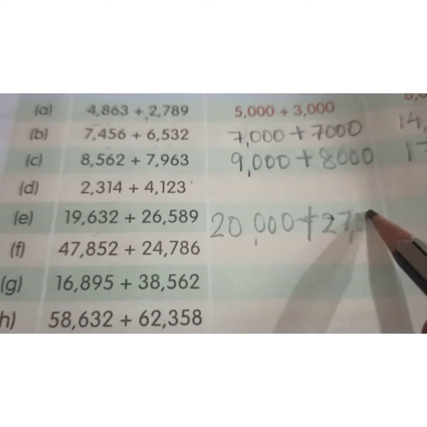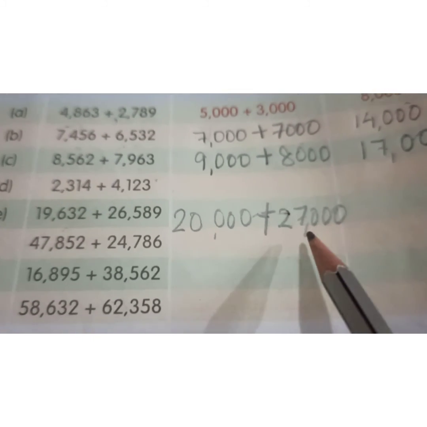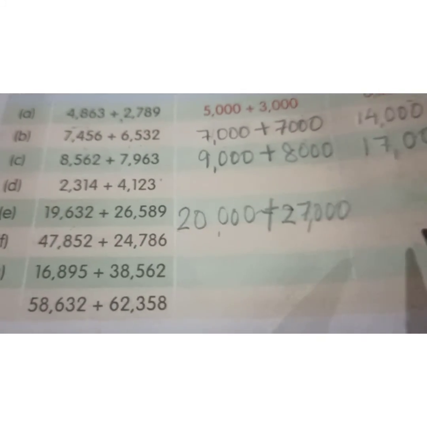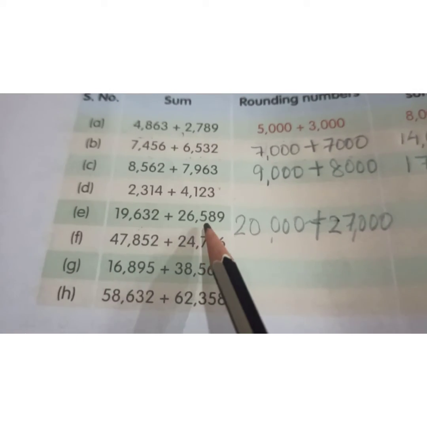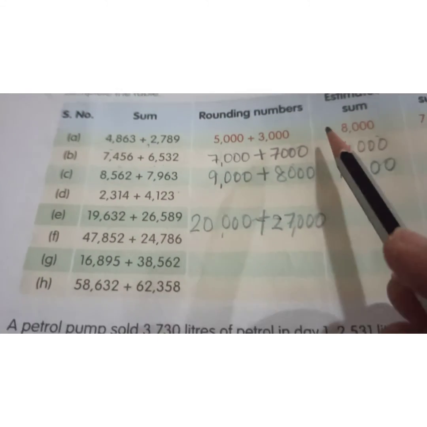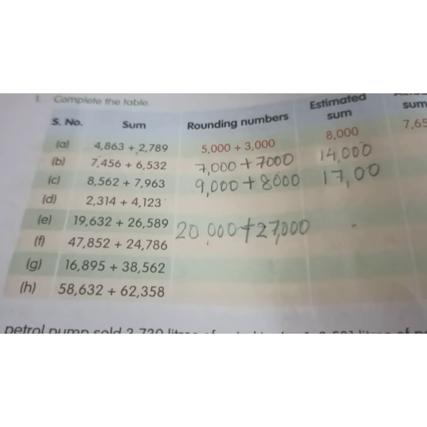Now we have to add these two values, 20,000 and 27,000. This will give us the estimated sum, and the actual sum we will get by adding these two numbers. In this way we will complete all of this table in our book.